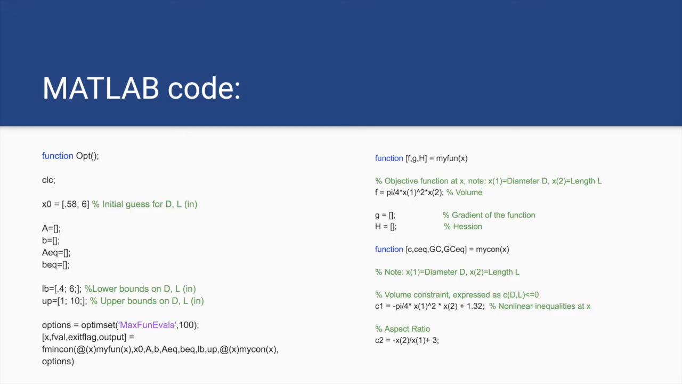This was the MATLAB code we used for our project. For our initial dimensions, we used 0.58 inches as the diameter and 6 inches as the length, and you can see our upper and lower bounds. We didn't want to make the rod too long or too thin because of the common dimensions of a go-kart, and we didn't want to stray too far from that.